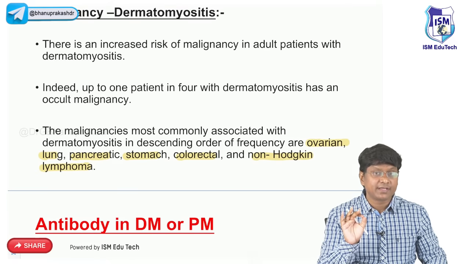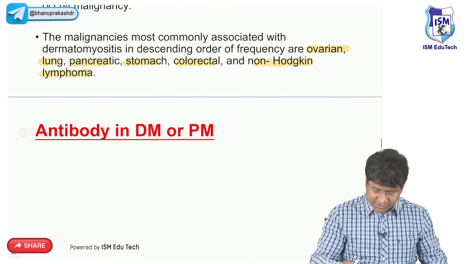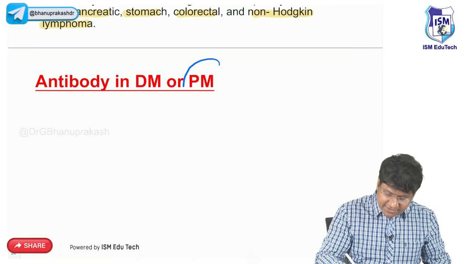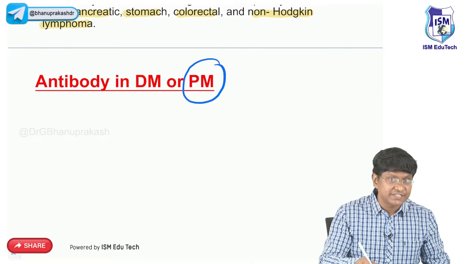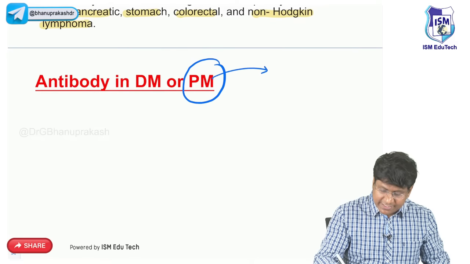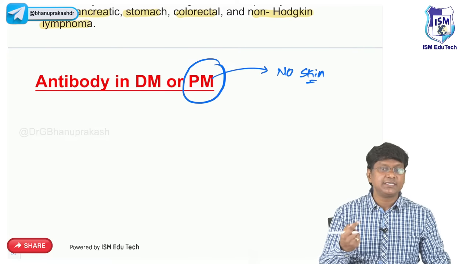Now, you need to be very much aware of the antibodies. What is the difference between dermatomyositis and polymyositis? In dermatomyositis, you have skin involvement, whereas in polymyositis there is no skin involvement. It is only the proximal muscle weakness that you have. Now, what are the antibodies?